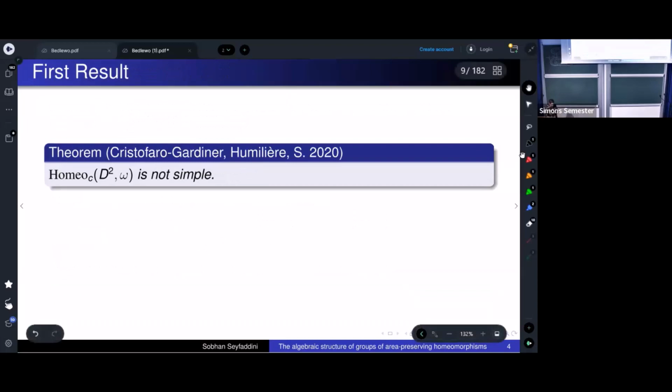And the main result of today's talk, and the goal of this lecture series, to sketch the proof of this, is that the simplicity conjecture is indeed true, and the group of compactly supported area-preserving homeomorphisms of the disk is not a simple group.